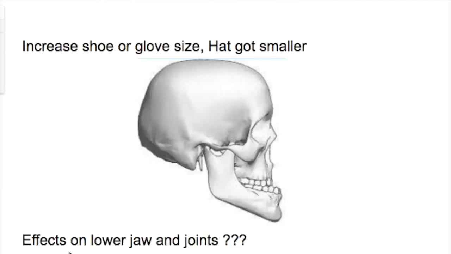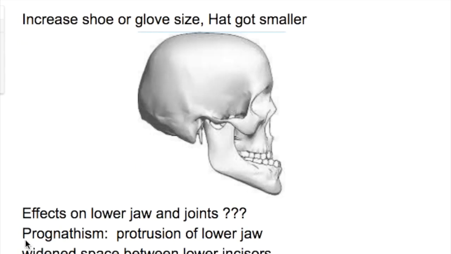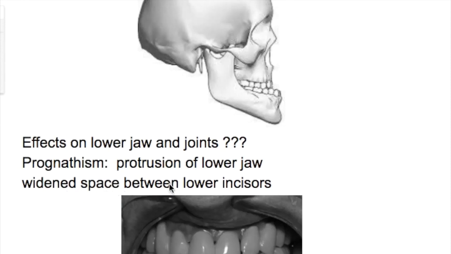What are the effects on lower jaw and joints? There is prognathism, protrusion of the lower jaw due to overgrowth. There are widened spaces between the lower incisors because of the overgrowth of the lower jaw.